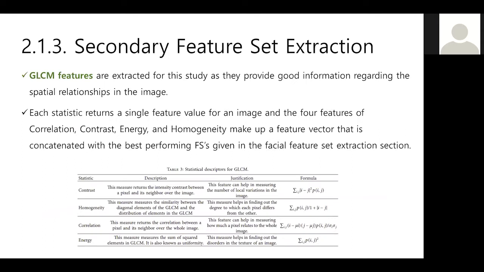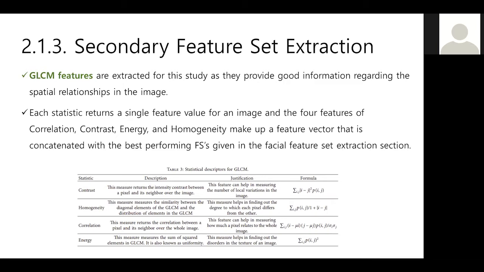GLCM, or Gray Level Co-occurrence Matrix, also known as the Gray Level Spatial Dependence Matrix, learns about the texture of an image by calculating the frequency of pixel pairs with certain values in a spatial relationship that occurs in an image. GLCM features are extracted for this study as they provide good information regarding the spatial relationships in the image. The statistical descriptors and their description are provided in this table.